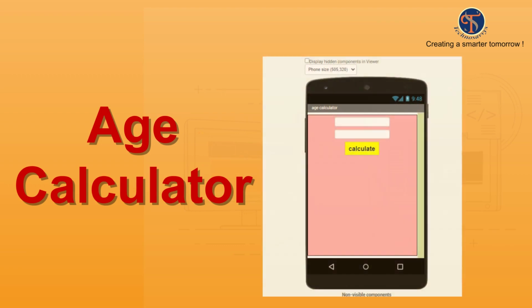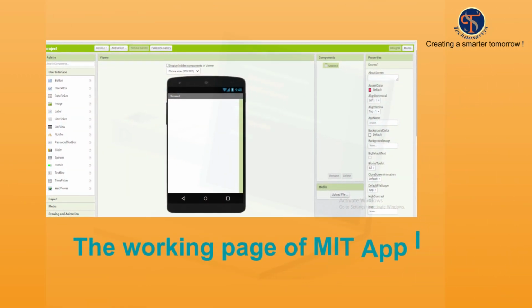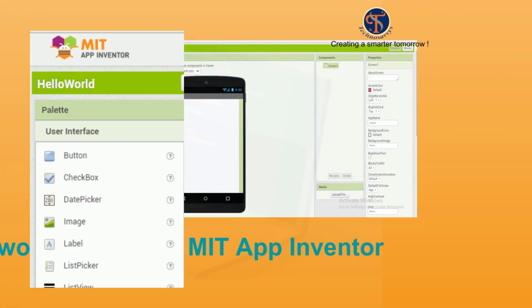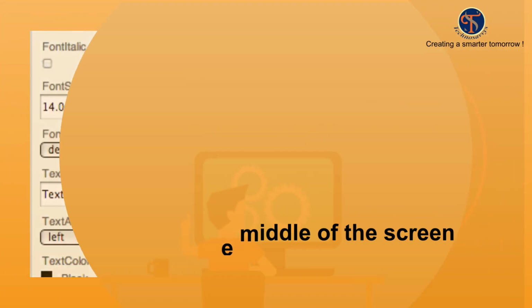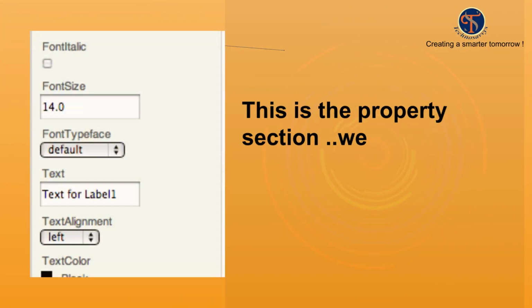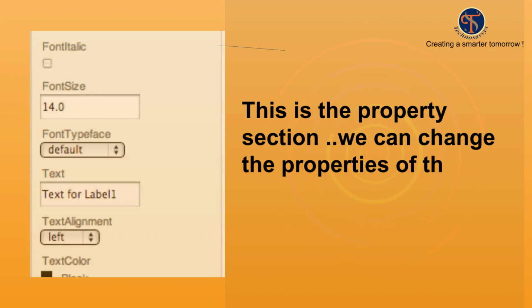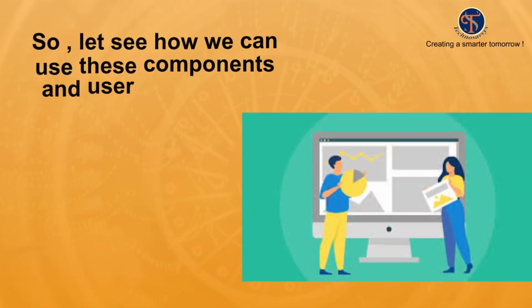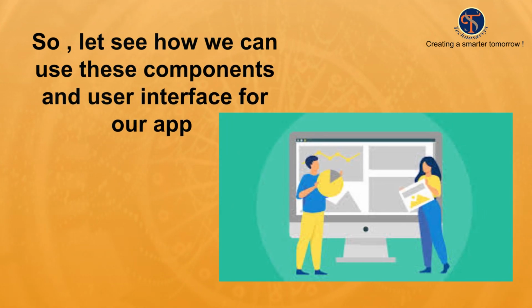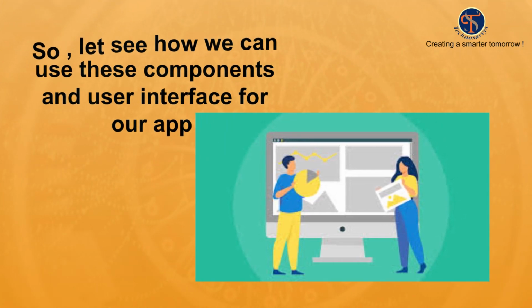So as you can see, this is the working page of MIT App Inventor. Next, these are some user interface components. We drag components in the middle of the screen. And this is the property section, where we can change the properties of the components. So let's see how we can use these components and user interface for our app.